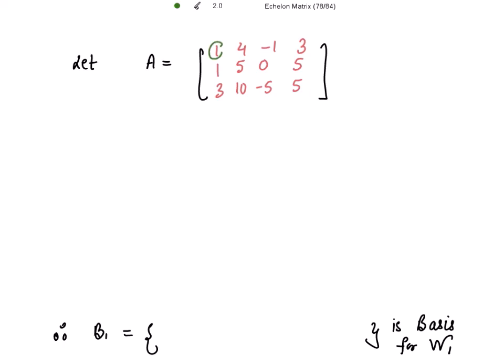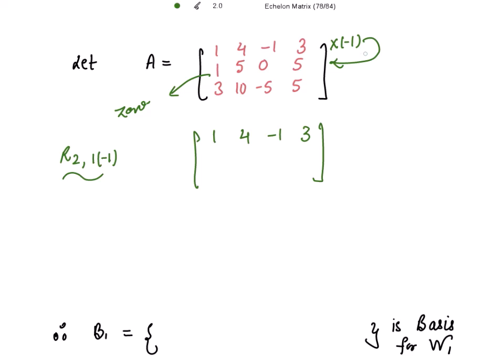I already have 1 in the first row. For the first column, I need to make the other entries 0, so that this 1 becomes the leading element for the first row. To get 0 in place of 1, I multiply row 1 with -1 and add its elements to row 2. 1 times -1 is -1, adding to 1 gives 0. 4 times -1 is -4, adding to 5 gives 1. -1 times -1 is 1, adding to 0 gives 1. 3 times -1 is -3, adding to 5 gives 2.